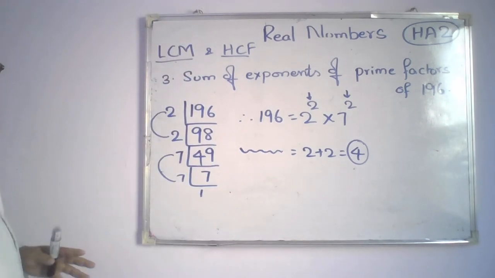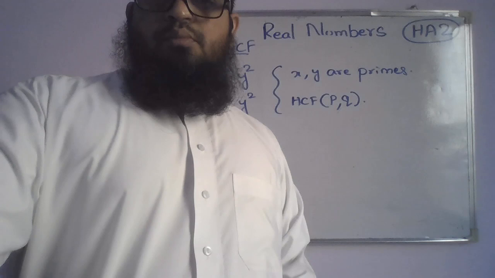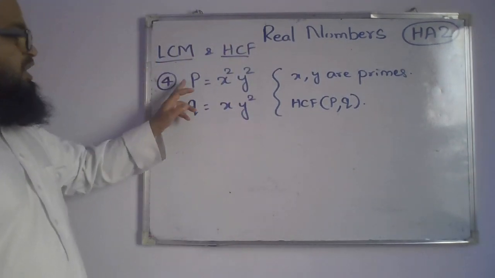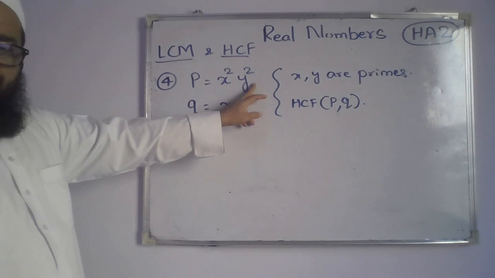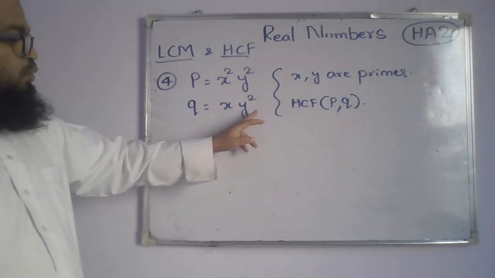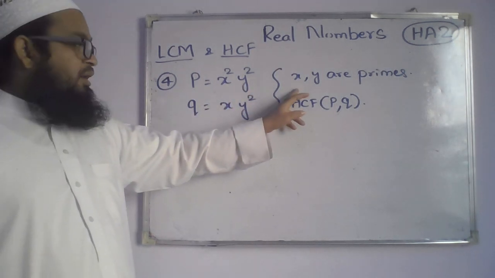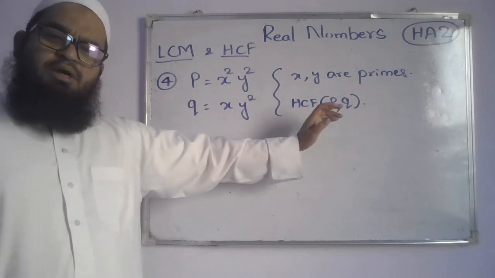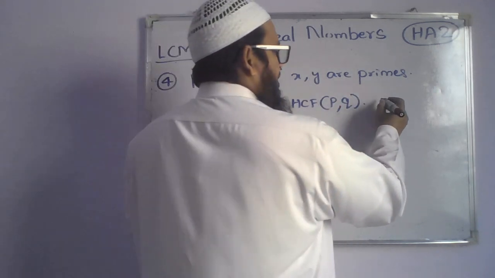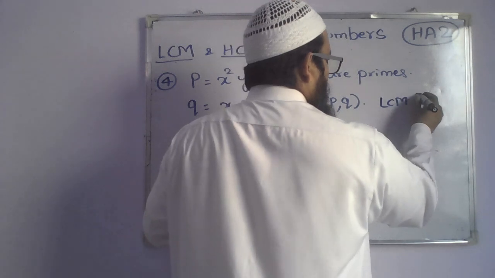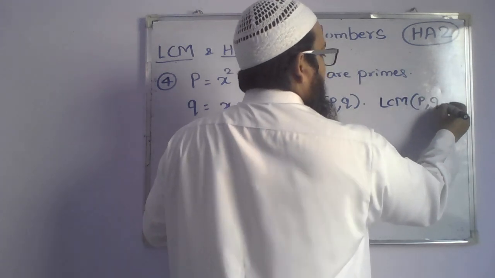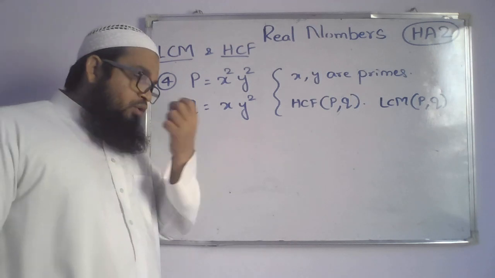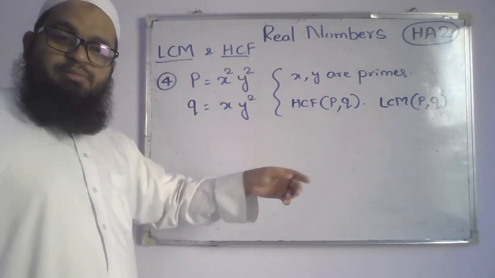Now let us go for the next. The fourth problem is: P equals x square into y square and Q equals x into y square, where x and y are prime numbers, and you have to find the HCF. This is the question. Let us find the LCM also, so that I can explain the concept of HCF and LCM, how to use prime factorization to find the LCM and HCF.